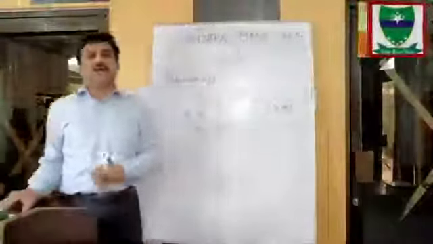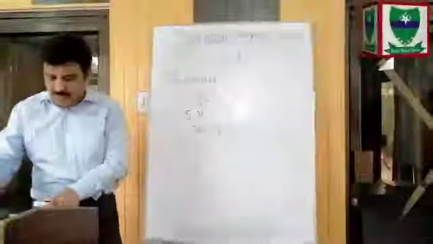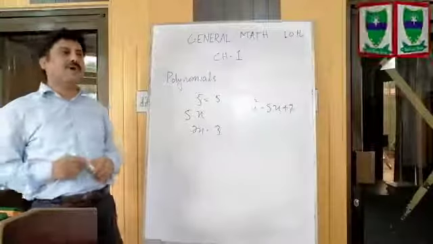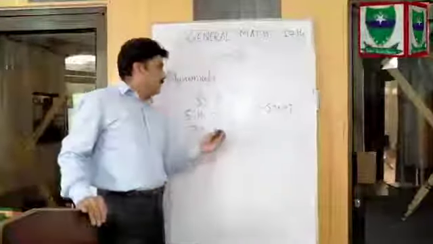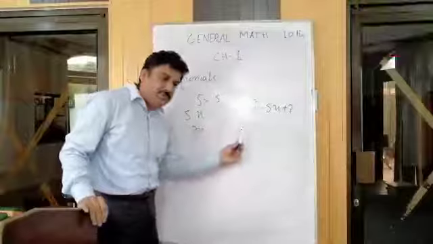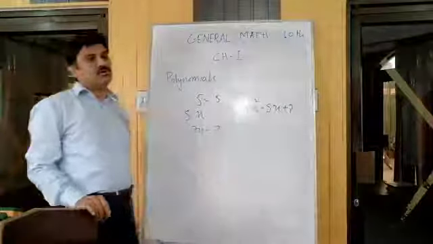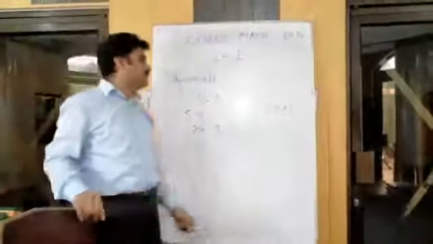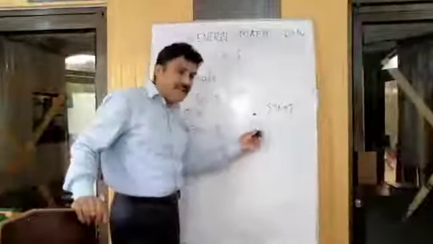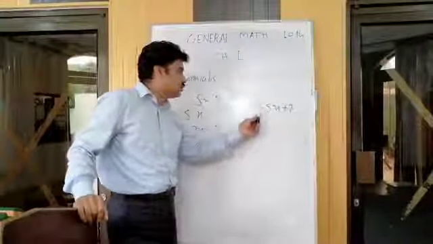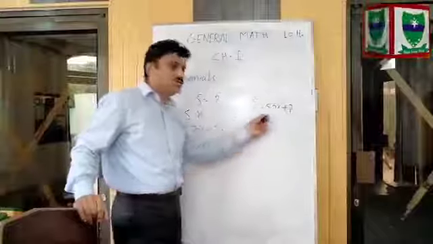After this we come to the degree of the polynomial. What is the degree of polynomial? The highest power of a variable involved in a polynomial is called degree of polynomial. For example, in this expression, highest degree of x, which is a variable of polynomial, is 2. Hence, we say that its degree is 2.